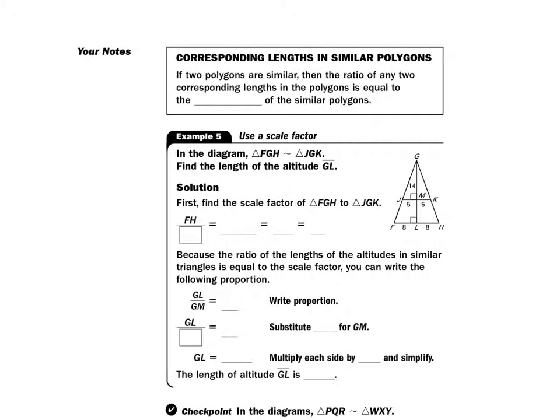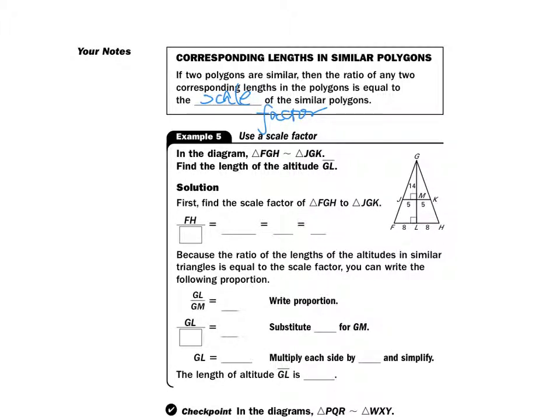Once you understand the importance of the scale factor, as we saw earlier, that it not only applies to all the corresponding side lengths, but also to the perimeters of these similar polygons, it's a lot easier to understand this extension of that theorem. It says if two polygons are similar, then the ratio of any two corresponding lengths in the polygons is equal to the scale factor of the similar polygons.